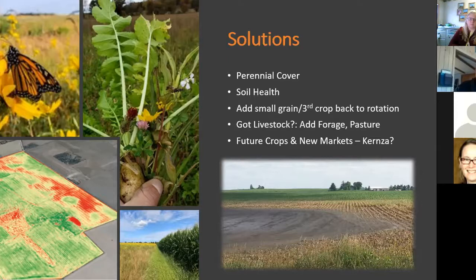Next would be, is there potential to add a small grain or add a crop back into the rotation? If you have livestock, it's a great opportunity to add forage, add pasture, increase your bottom line, potentially increase your herd size, whatever it may be. And then are there future crops in new markets such as Kernza that could also impact and play a role in your decision making and what's feasible within your area? So there's a lot of different options, a lot of different opportunity. As with any farm, it's not one size fits all. So working with the farmer, deciding what makes the most sense to them, goal number one.